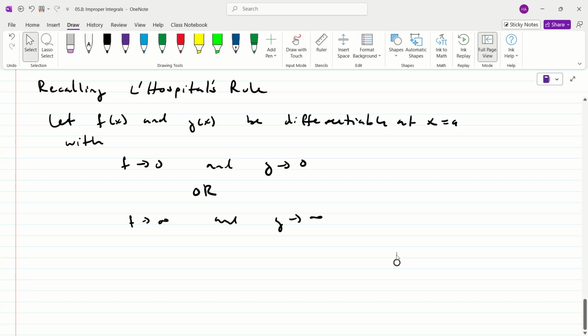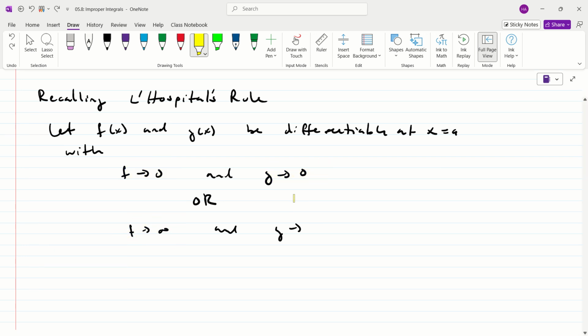A property that comes in handy when working with improper integrals is L'Hopital's rule. So here let's do a little review of L'Hopital's rule. For L'Hopital's rule, we need to have functions f and g that are differentiable at x equal to a. And as x goes to a, your function f should go to 0 and your function g should go to 0, or your function f should go to infinity and your function g should go to infinity.